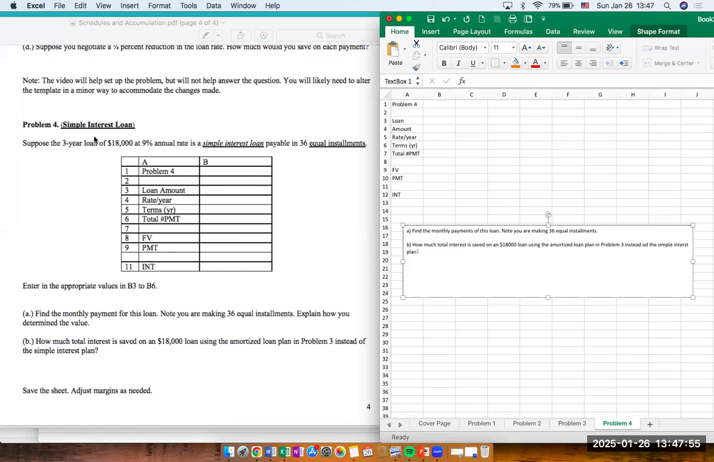We are talking about simple interest, so we're not making any sort of compounding periods. However, we do have 36 equal installments. So that does come into play when it talks about your payment. So hopefully that part you guys can work on by yourself.